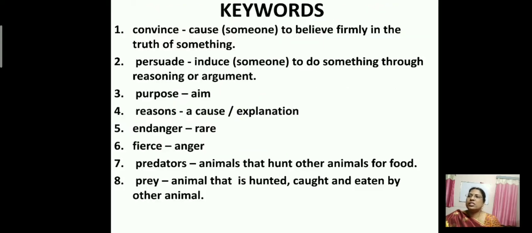Now see the first word. So what is the first word? Yes, it is convince. Convince is to cause to believe firmly in the truth of something. Here you want to convince someone. So how will you convince? By saying the facts, by saying the truth. So you will tell the truth or the fact and you will convince them.